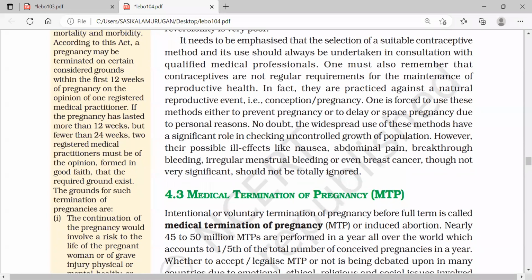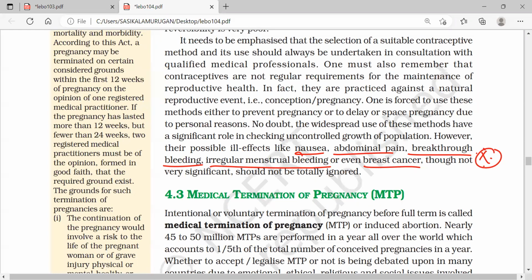No, sir. These methods are not actually good. When we act against nature, we have to face some consequences. What are the side effects if any woman uses contraceptive devices or methods? There are some ill effects like nausea, abdominal pain, breakthrough bleeding, irregular menstrual bleeding, or even breast cancer can also appear. So that's why it is better to avoid them.